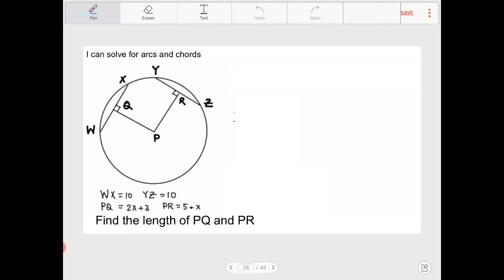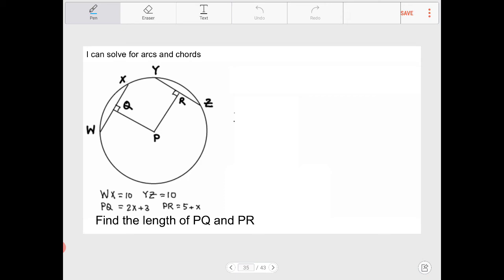All right, moving on. Last question. So here in this problem, you're told the length of chord WX is 10, and the length of chord YZ is also 10. Because the chords are of the same length, we know that QP and RP are going to equal one another. Pause the video to see if you can figure this out.